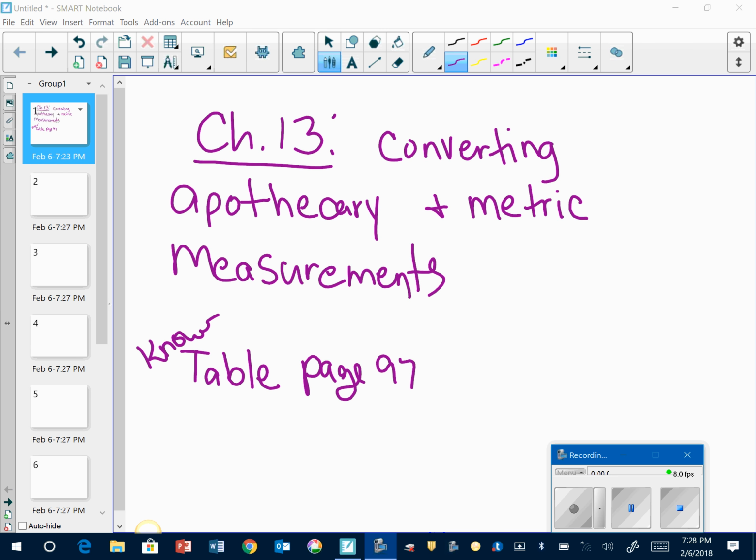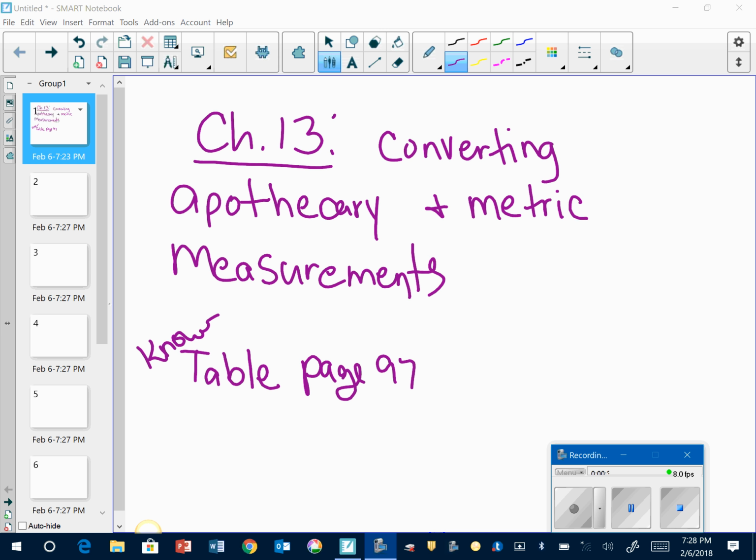Chapter 13 is converting apothecary and metric measurements. After reading through Chapter 13 and studying it, the student should be able to describe the significance of the apothecary measure in pharmacy, perform conversion from apothecary to metric units, and perform conversion from metric to apothecary units.